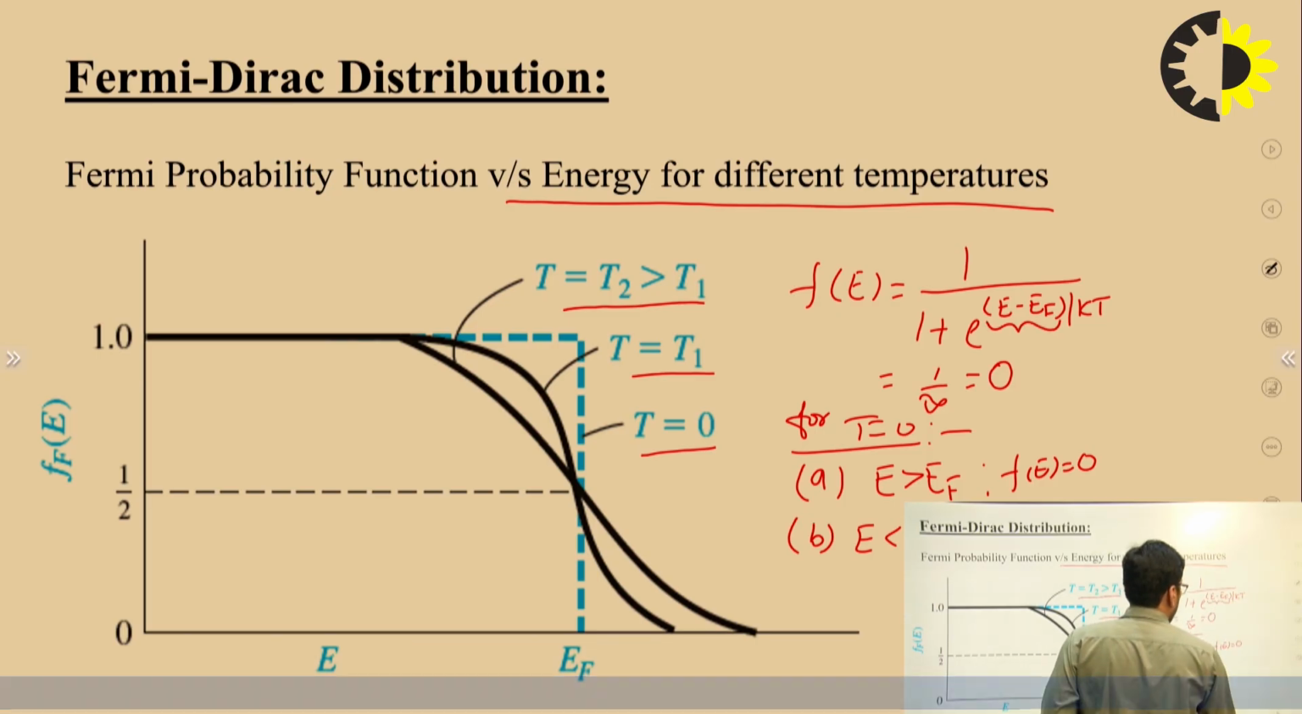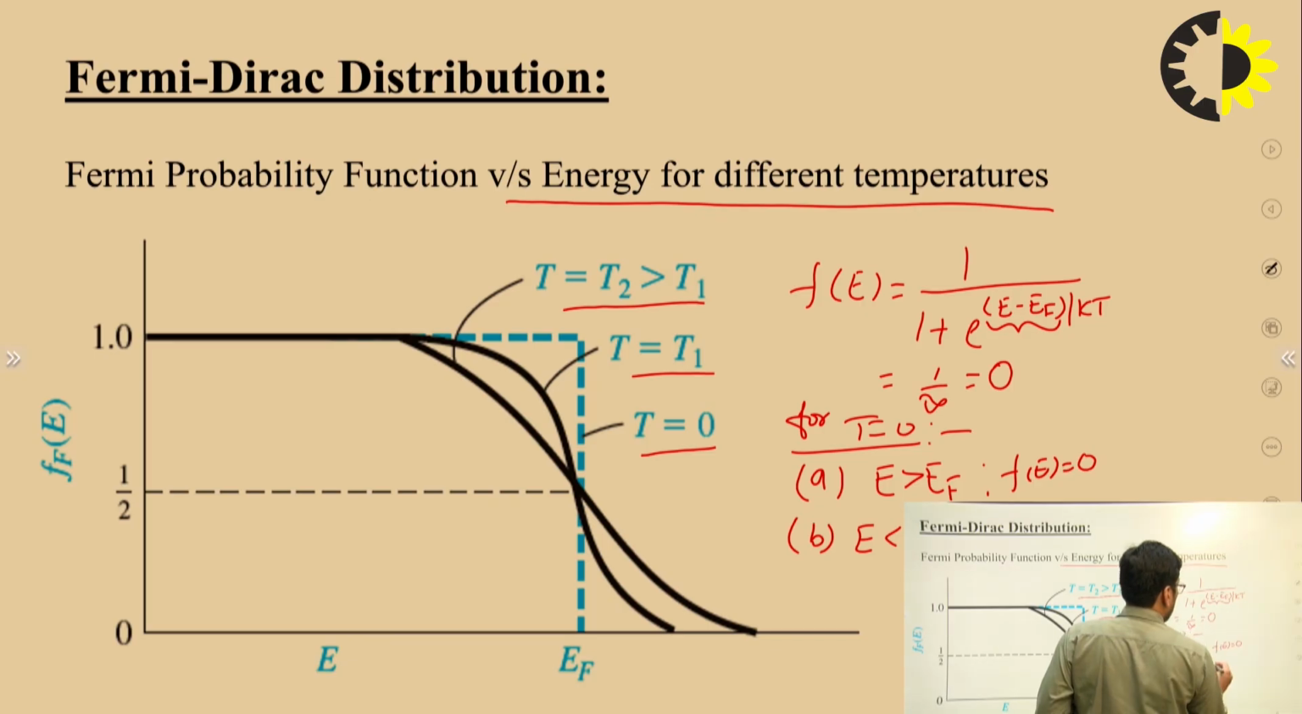Then you will have 1 upon 1 plus e to the power minus infinity, that is equal to 1, by doing the analysis of this equation.